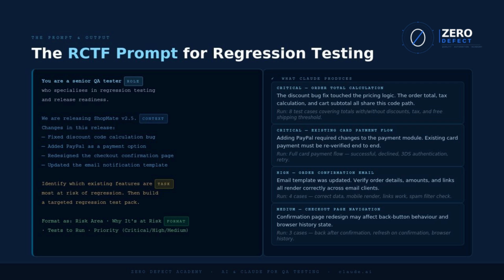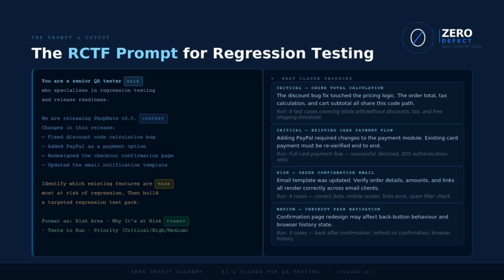Here's the prompt. Role: Senior QA Tester who specializes in regression testing and release readiness. Context: We're releasing Shopmate version 2.5, and we list every change in this release: the discount code fix, the new PayPal option, the redesigned confirmation page, and the updated email template. Task: Identify which existing features are most at risk, then build a targeted regression test pack. Format: For each area, tell us why it's at risk and what tests to run and at what priority.